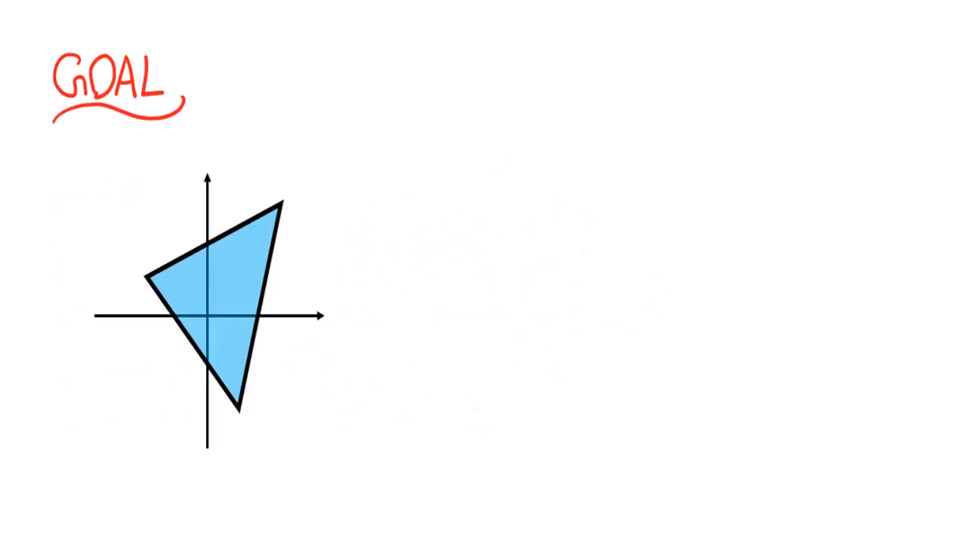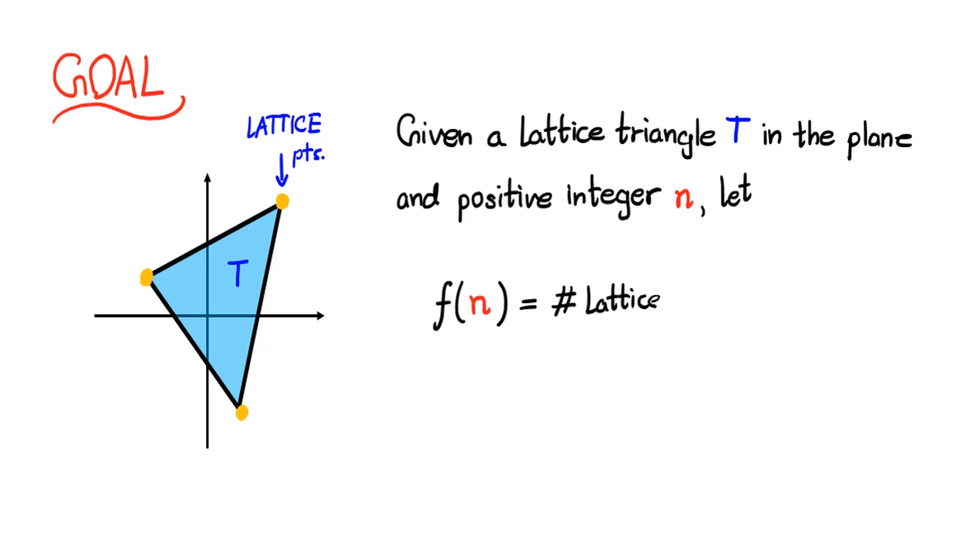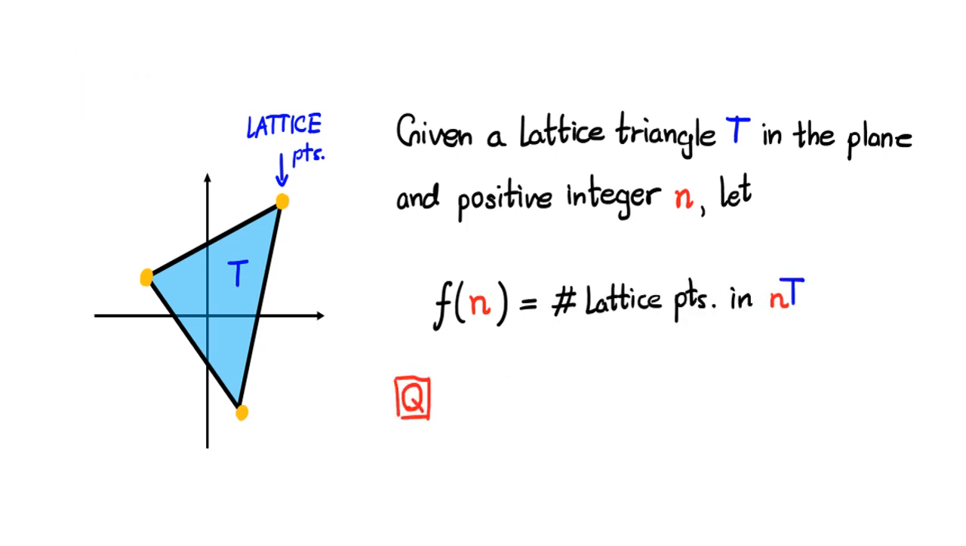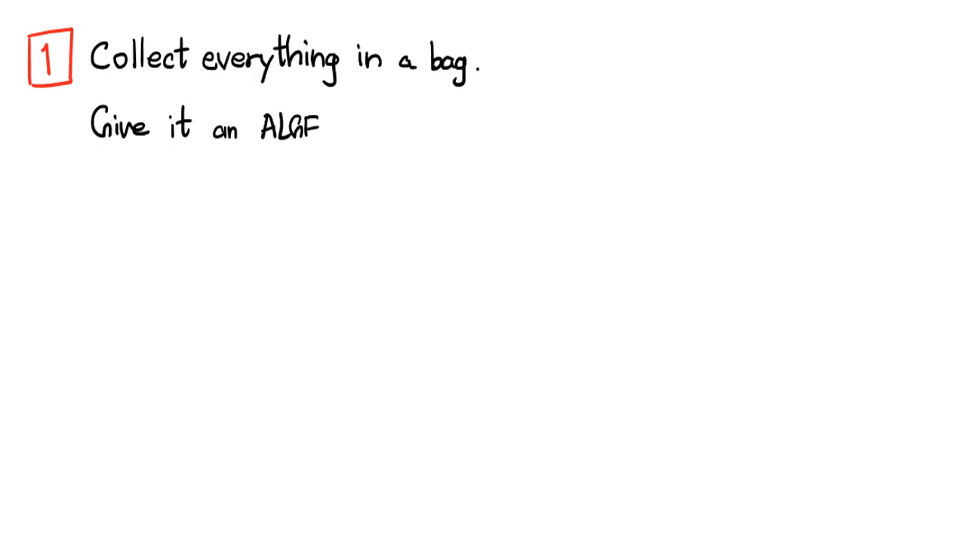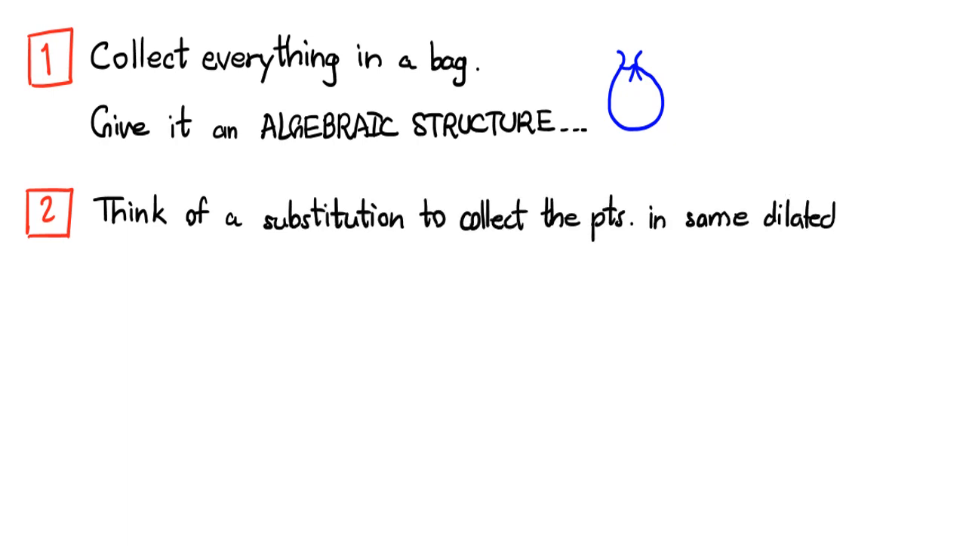So, this will be our goal of this section. Given a triangle T in the plane, find the number of lattice points in n times T, which we will denote by f of n. To find what this function is, we will use the same technique that we used in the last section. Step 1. We will collect everything we want to count in a big bag and give it an algebraic structure. Step 2. We will think of an appropriate substitution so that the points belonging to the same dilated triangle will have the same symbol. After this step, we would have set up the following generating function.